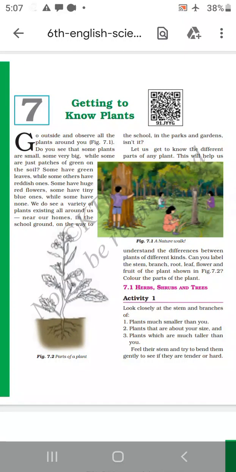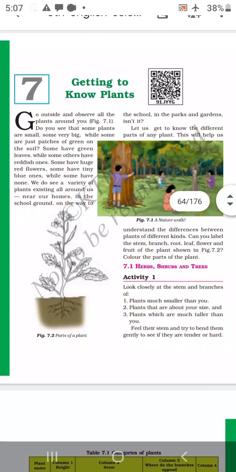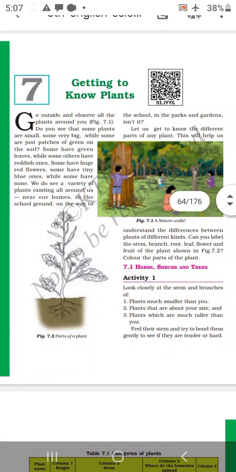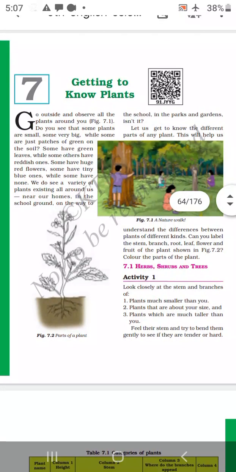Good morning, students. We are going to start a new chapter called Getting to Know Plants. We all know plants. Plants are everywhere near our houses. They are in forests. They are in gardens. They are in parks. Go outside and observe all the plants around you.